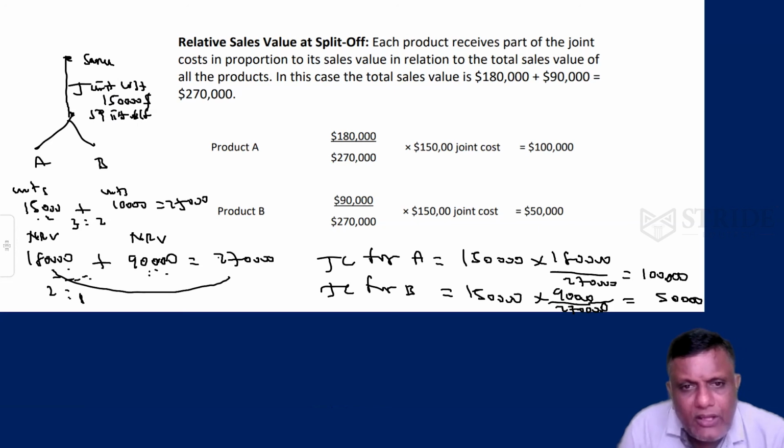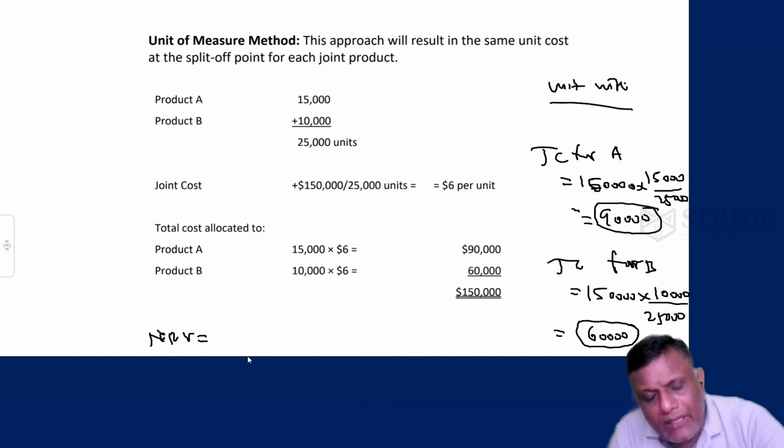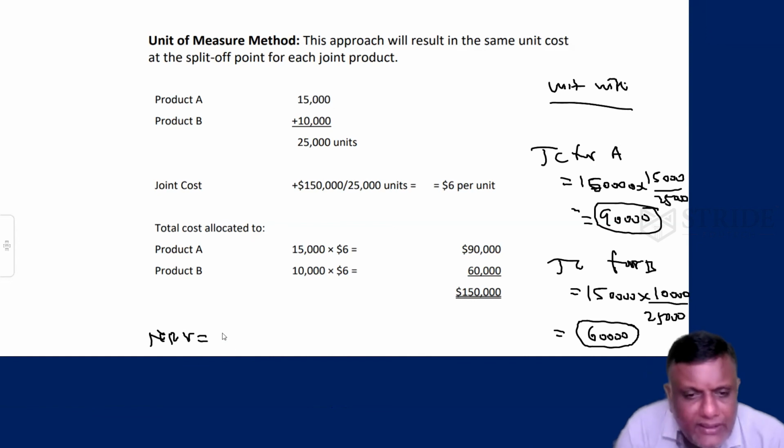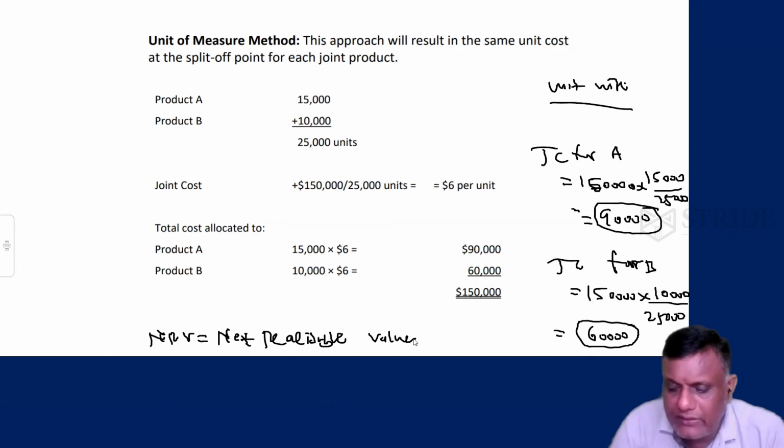What is NRV? Net realizable value. Suppose it is sold in the market; after all selling expenses, what is the amount we recover? That is called net realizable value. The recovery value if it is sold in the market is called net realizable value, that's called NRV.